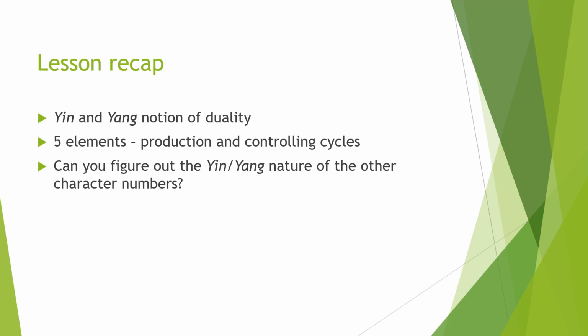So to recap what we talked about in this lesson, we first discussed 2 main metaphysical concepts which will be used in numerology. Firstly, the yin and yang notion of duality, and secondly, the 5 elements and their production and controlling cycles. Each character number can then be assigned an element, as well as a yin and yang. But we only managed to do that for the metal numbers 1 and 6. Do you think you can do it for the rest of the numbers? Have a go at it.